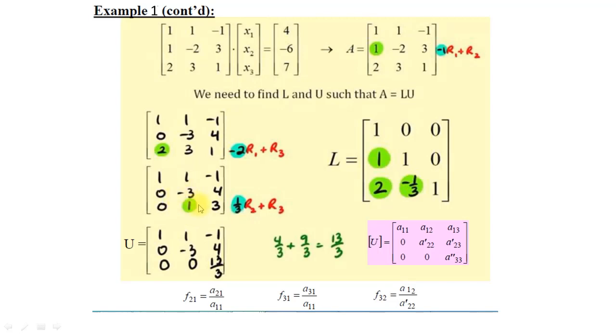Multiplying the second row by 1 over 3 and then adding the result to the third row, this entry will be 0. And now the upper triangular matrix is 1 1 minus 1, 0 minus 3 4, 0 0 13 by 3. Now dear students, know that this is the upper triangular matrix.